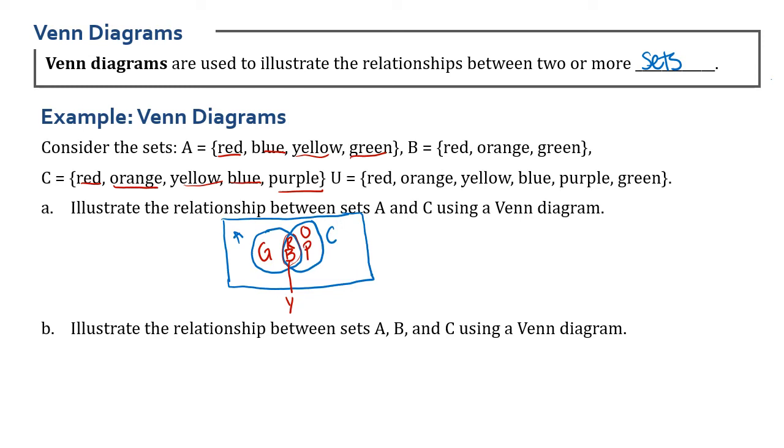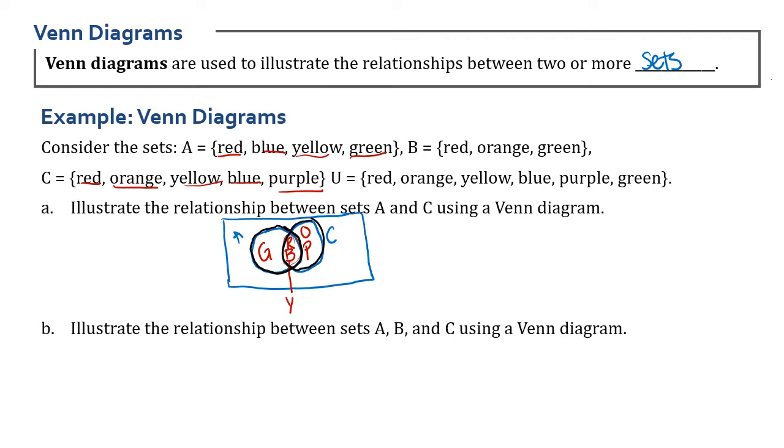So you can see if I look at this, I'm going to use a different color here. This circle of C contains all the colors in C: red, orange, yellow, blue, purple. And then we can see in this little small part where the red, blue, and yellow happen, that's in C, but it's also in A. So when I look at the circle A, I've got green, red, blue, and yellow.